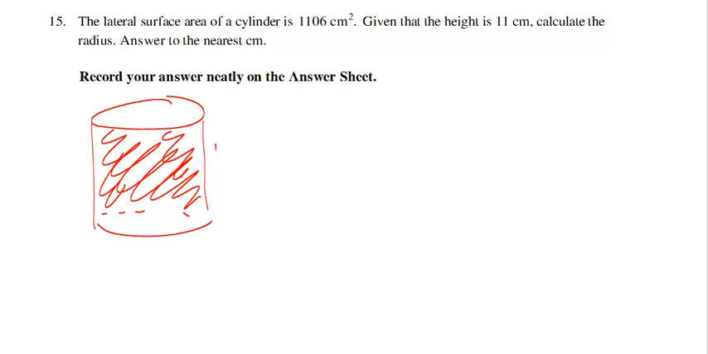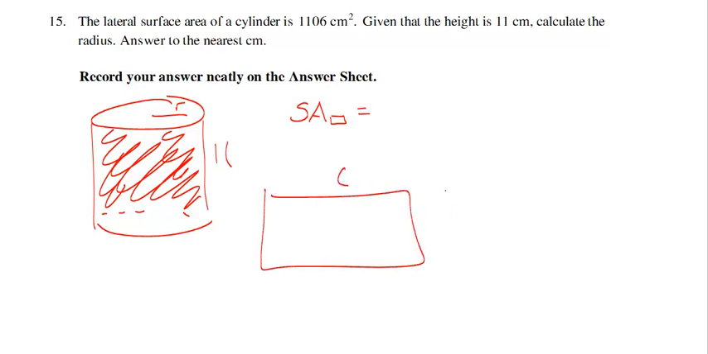So given that the height is 11, what do they want? They want the radius, from here to here. Well, the surface area of just the lateral part is really just the surface area of a rectangle. When you unfold that thing, you have the circumference on the top and the height right here. So the surface area is equal to the circumference times the height. In this case, we have 2 pi r times the height.